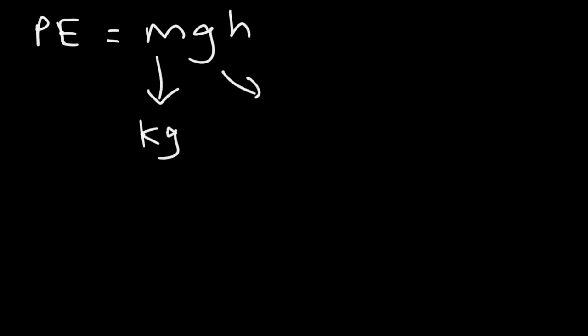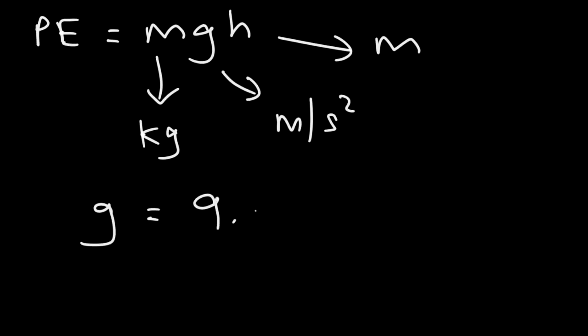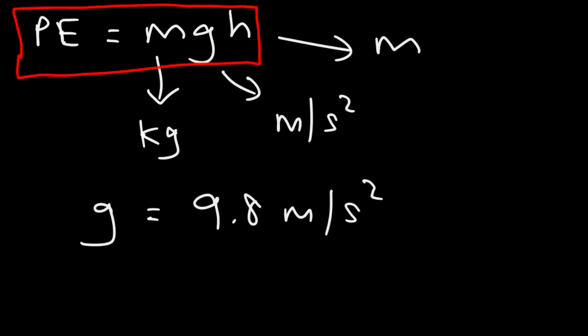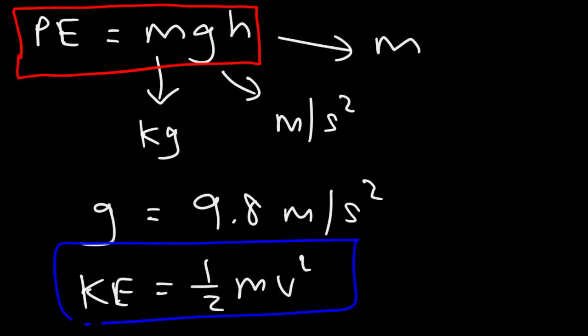The formula for gravitational potential energy is mgh, where m is the mass in kilograms, g is the gravitational acceleration, which is in meters per second squared, and h is the height above ground level, which is typically in meters. The gravitational acceleration is 9.8 meters per second squared. So these are the two formulas you need to know. This one for gravitational potential energy, and this one for kinetic energy. And that is a 2. It's a terrible looking 2, but it's a 2.